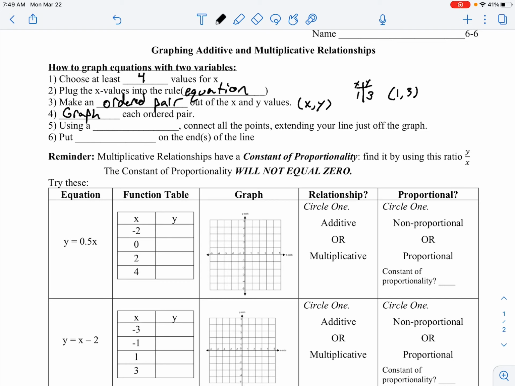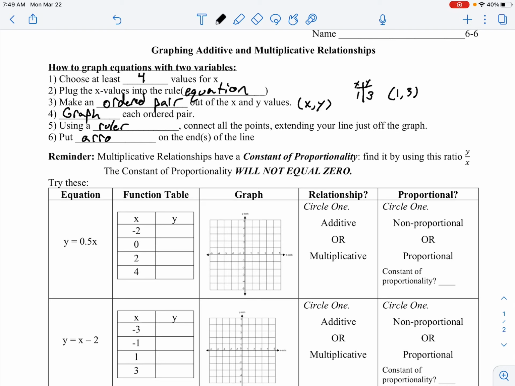Then we want to graph each ordered pair on our coordinate plane. Then using a ruler or any straight edge, and if you're just drawing quick graphs, then just draw a line. It's really not a big deal. We'd like it to be straight, but if it's not, no big deal. So we want to connect all of our points, extending our line just off the graph.